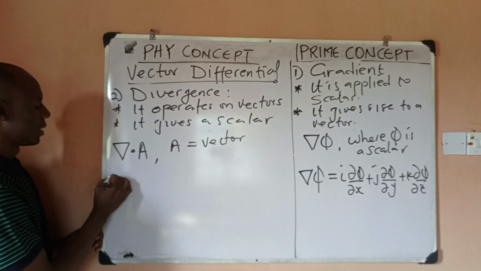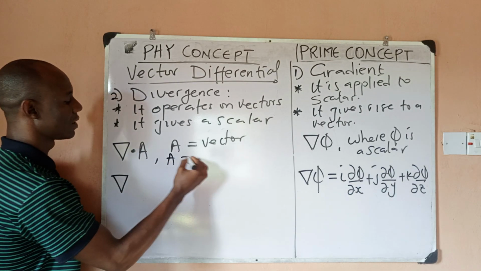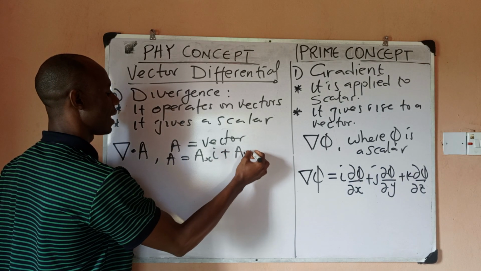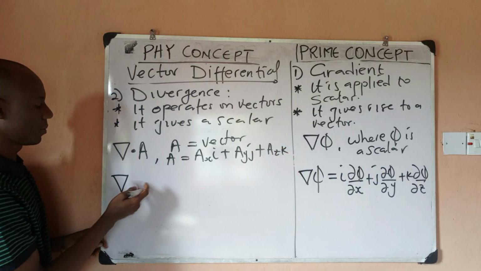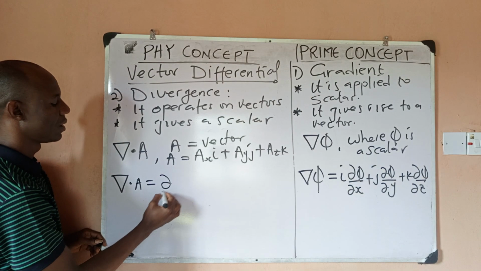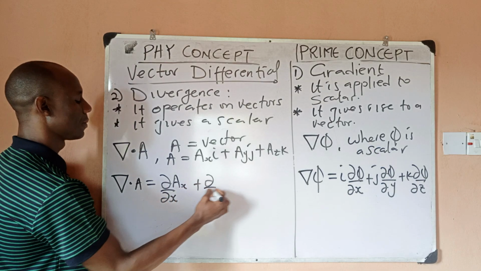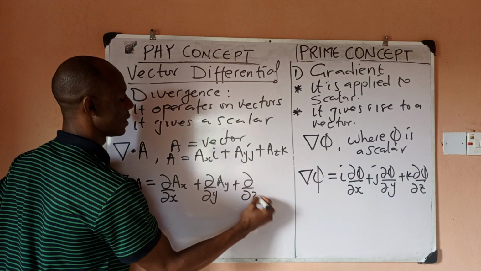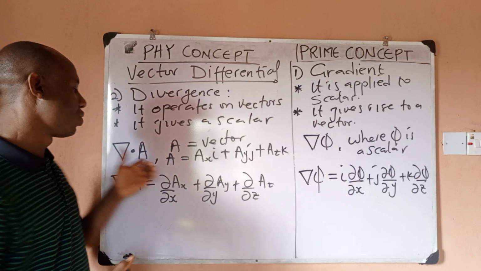So the formula is simply going to be divergence of A. Remember, if A is a vector, then A is AXi, AYj, and AZk. If A is a vector, then the divergence of A is simply going to be dx of AX plus dy of AY plus dz of AZ. So this is just actually what we do when we do dot product.